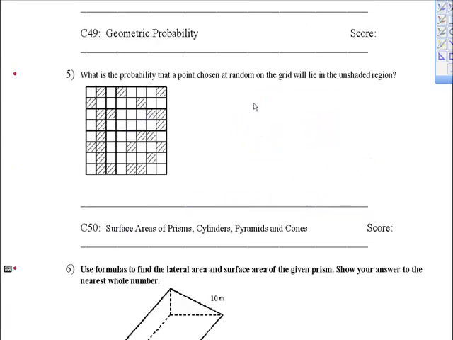Concept 49, geometric probability. This question says, what's the probability that a point chosen at random on the grid is in an unshaded region? Well, if we count across, we see this is an 8 by 8 grid. So there are 64 squares that a point could be chosen from. And it turns out that there are 24 shaded ones. I counted those because there's fewer of those, so they're quicker to count.